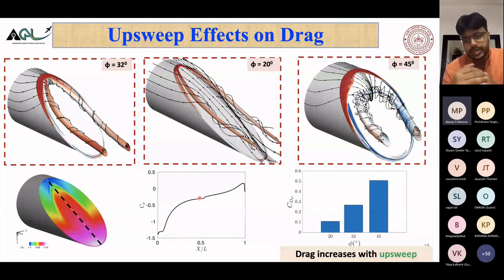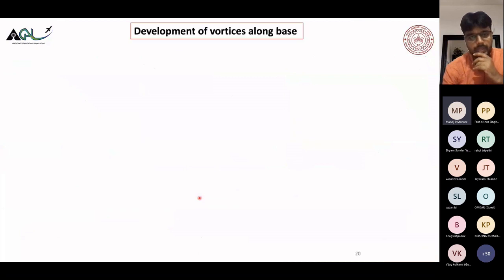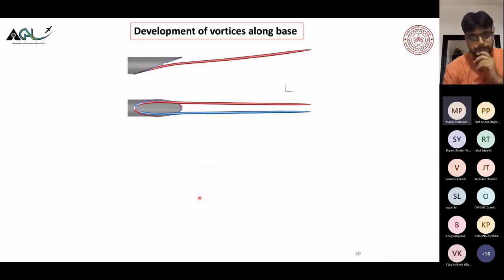Okay, so this suggests that it is not a good idea to go for high upsweep, but high upsweep is sometimes a requirement by the designers because they will have to incorporate the cargo. Now, how do the vortices develop? I will take one example, phi equal to 20 degree, the upsweep angle of 20 degree, and show you how the vortices get developed.